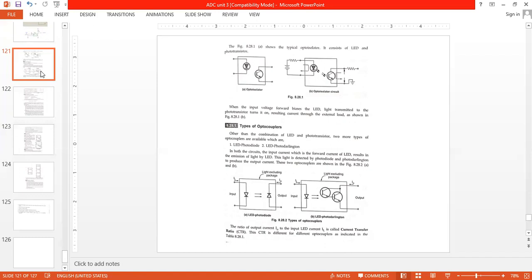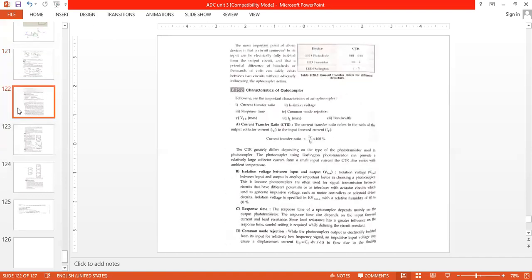The ratio of the output current IC to the input current IF of the LED is called the current transfer ratio, that is, output current divided by input current. The CTR, the current transfer ratio, is different for different optocouplers, as indicated for the different devices. For LED photodiode it is in a low range, and for LED Darlington it will be 1 to 5. So there are different characteristics of optocouplers.